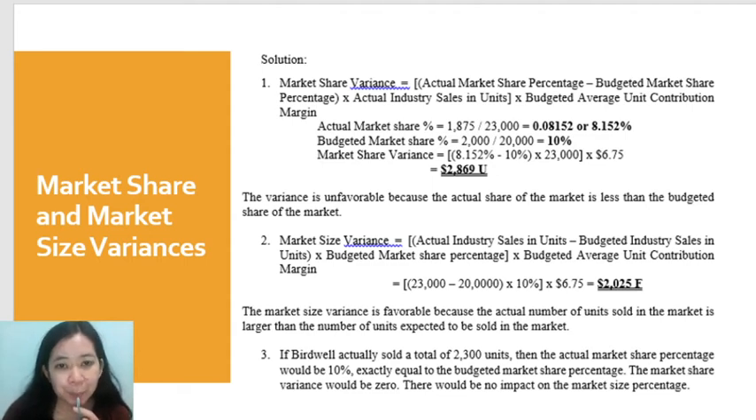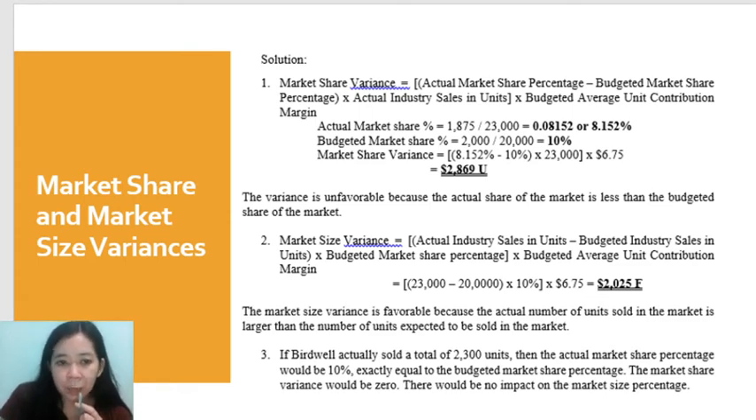For number 2, market size variance. So here, using the formula, it yielded into favorable variance of 2025. So the reason behind this is the actual number of units sold is larger than the number of units expected to be sold in the market. So here the actual sales is 23 and the budgeted is just 20%.